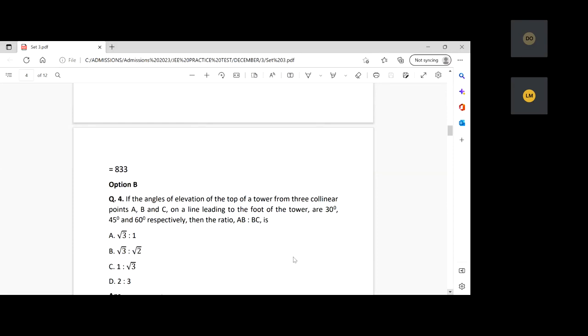You'll be able to understand it easily when you have a small diagram from your side. So just draw it. If you have the diagram, it's very easy to see what is AB, what is BC, and how you can find it. So just start doing this question.